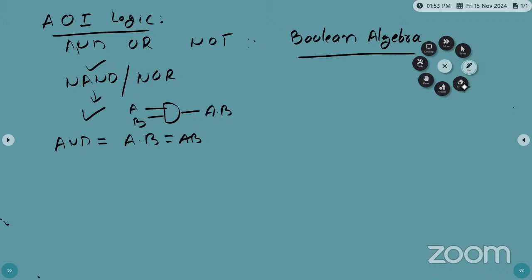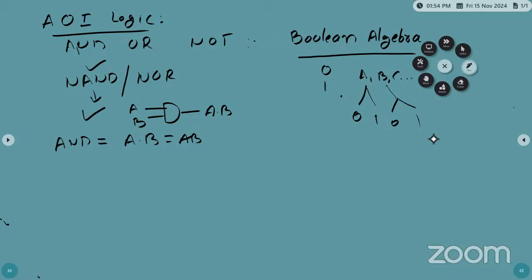Boolean algebra is the branch of mathematics that deals with logical operations with logical values. What are the logical operations? AND operation, OR operation, NOT operation, XOR operation, with binary values 0 and 1, and variables A, B, C, and so on. For these binary variables, we can assign either 0 or 1.